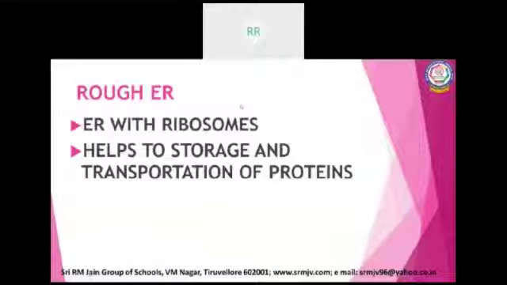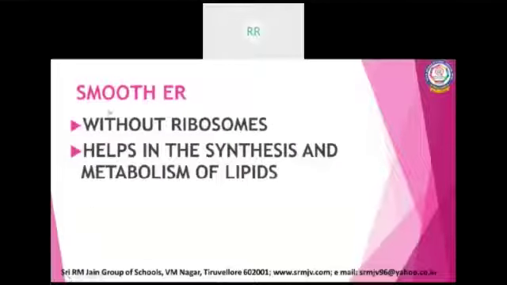Rough endoplasmic reticulum. Endoplasmic reticulum with ribosomes is called rough endoplasmic reticulum and is involved in protein synthesis. It helps in storage and transportation of proteins. Smooth endoplasmic reticulum. Endoplasmic reticulum not associated with ribosomes is smooth endoplasmic reticulum and is involved in lipid synthesis.